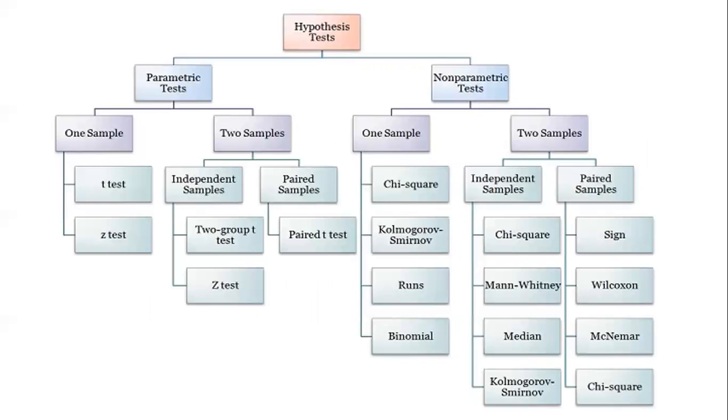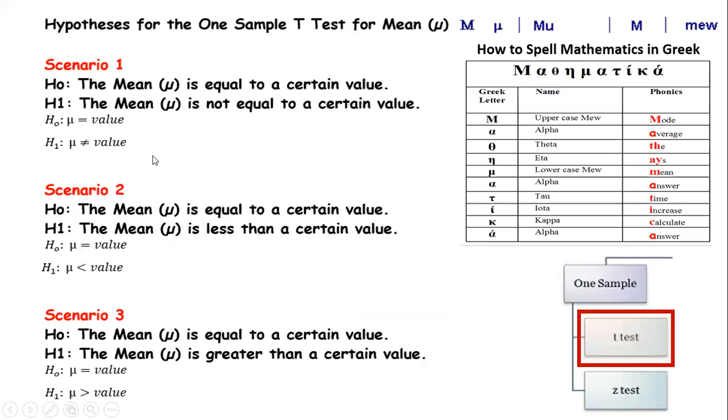Here's a diagram with different hypothesis tests that are commonly used. You have the parametric and the non-parametric, one sample, two samples, one sample, two samples. Here we're going to outline an example using a t-test, a one sample t-test, a parametric test. Okay, that's what we're going to exemplify here.